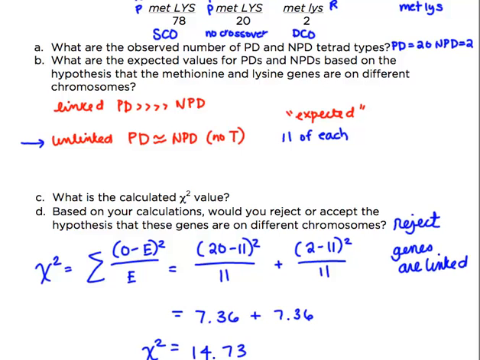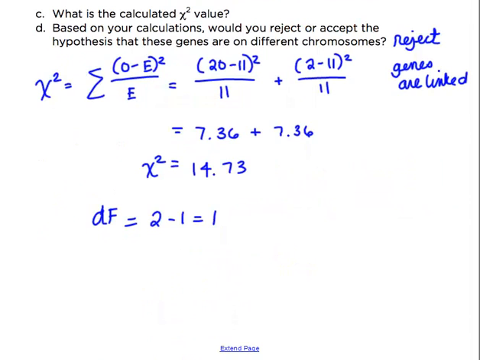Okay. Now this is the end of the written problem, but now that we found out that these genes are linked, why don't we find out map distance?